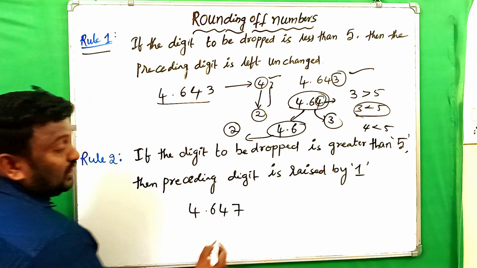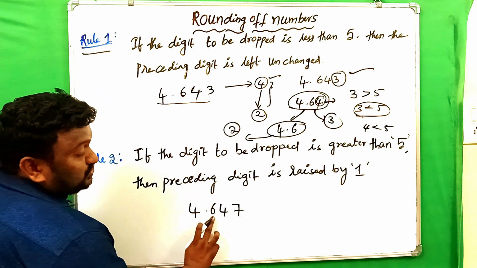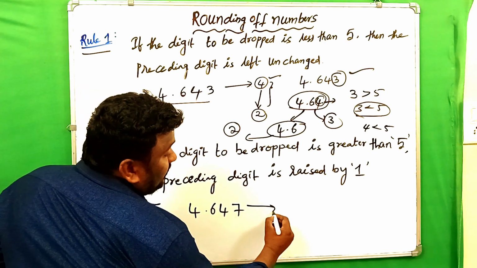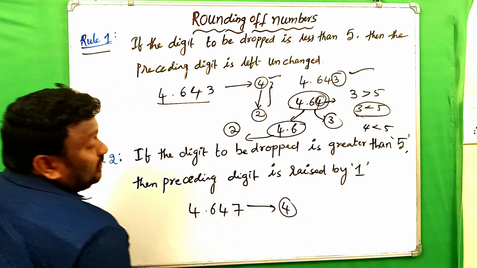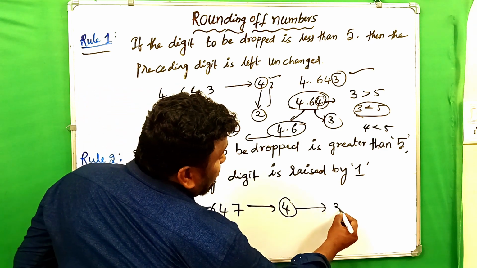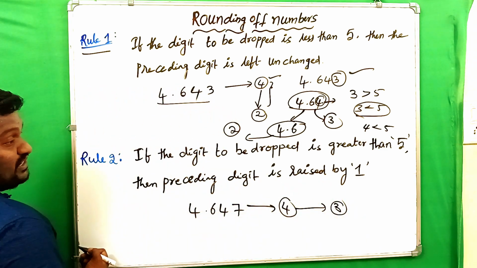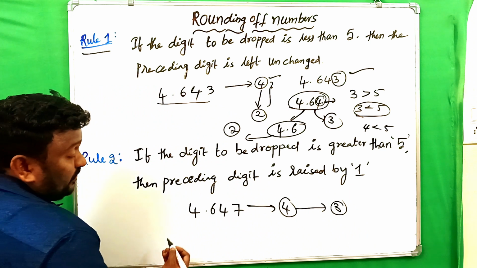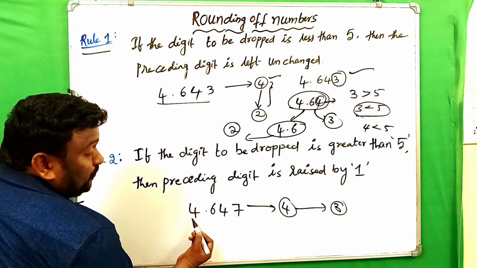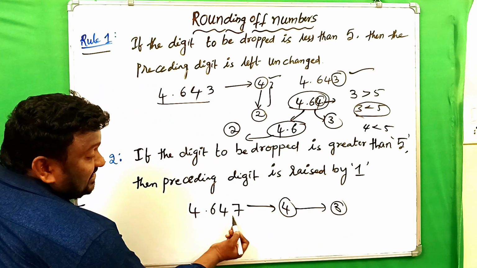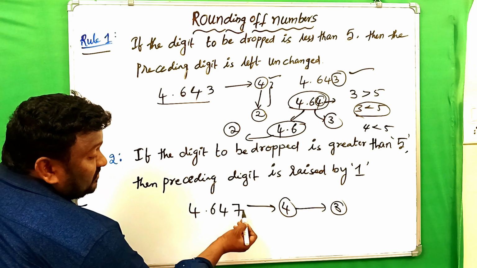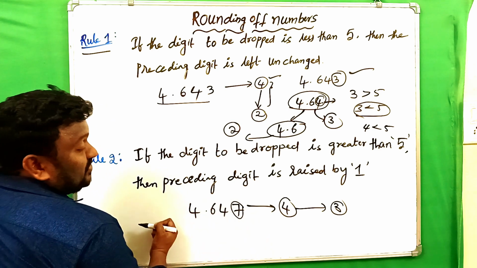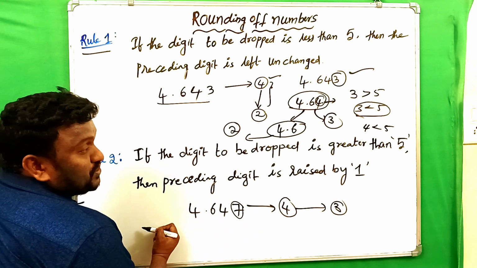4.647. In that, how many significant figures are there? 1, 2, 3, 4. Now it is going to be rounded off up to 3 significant figures. 3 significant figures we required. So now here you have to check among the 4.647, in these 3, 7 is the insignificant digit that is going to be dropped first.